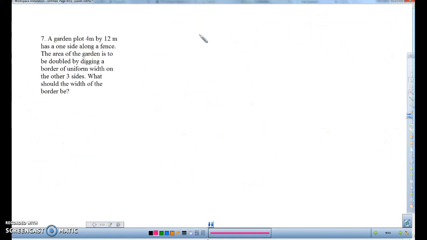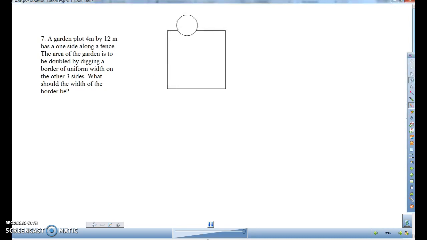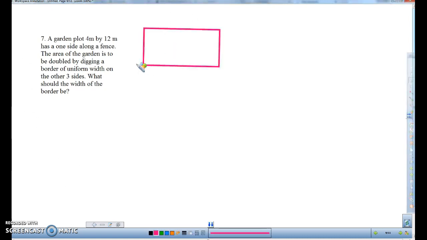Okay, the garden plot problem is a little tricky, especially when we're thinking about drawing it. So there's a garden plot that is 4 by 12. Let me draw that over again. I know I can do better. Well, I didn't really want a square. There we go, that's a nice rectangle. So this length is 4 and this is 12.